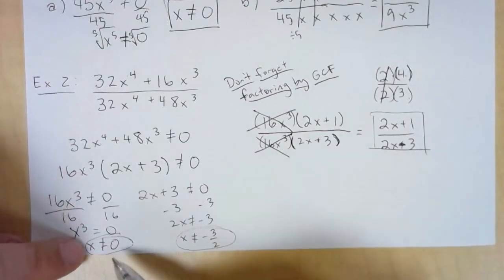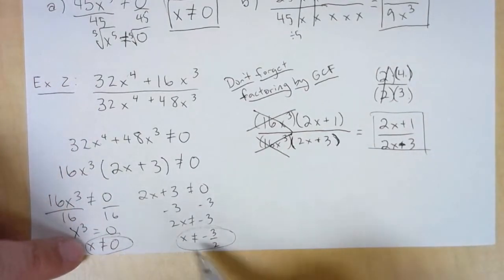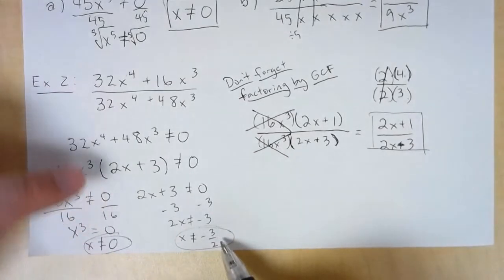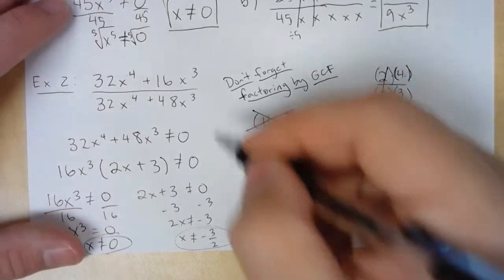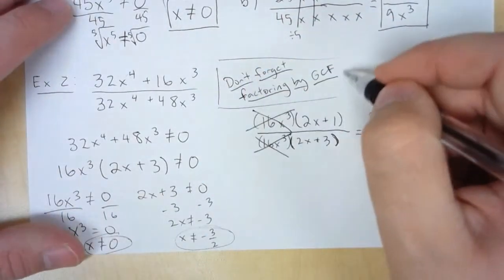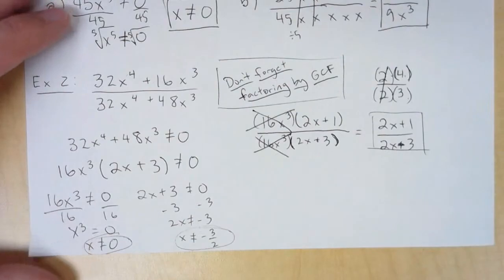So we've got two excluded values, x cannot equal 0 and x cannot equal negative 3/2. And we also have the simplified form. So this is factoring by GCF, and this is one of those things that you'll have to do. I'll throw some more practice in the folder for you if you need it.